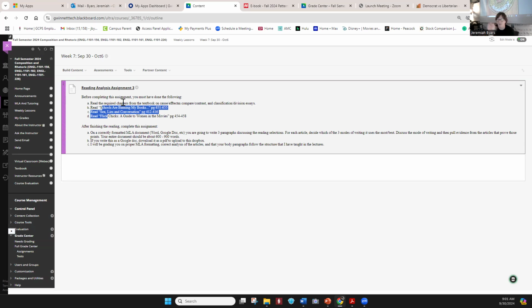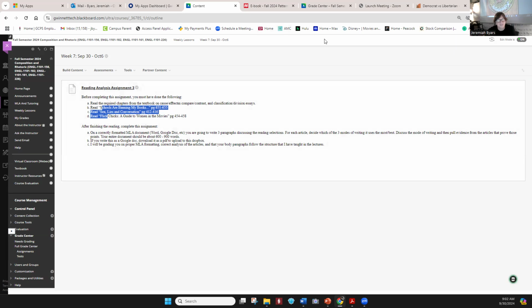I want MLA formatting. I want a title. Easiest title is reading analysis assignment 3. And then you write about these 3 articles, each in their own paragraph, explaining whether they are classification, division, comparison, contrast, or cause and effect. And that you have quotes from the articles for your examples. They're integrated correctly, and you analyze it. That's all I need. I think that's it. There shouldn't be anything else.